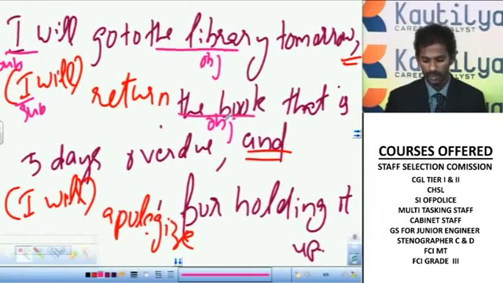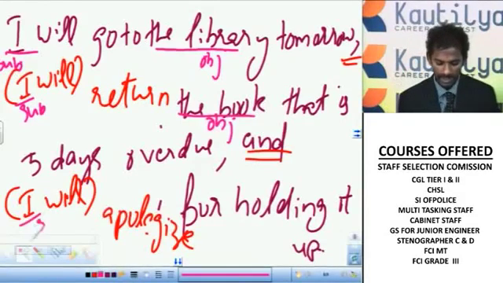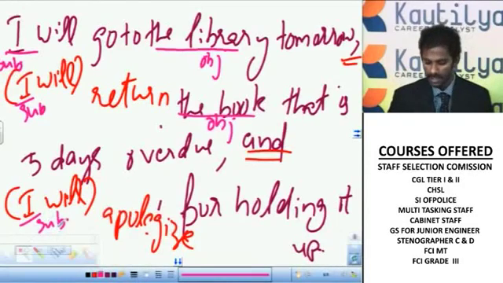Come to third idea now. And apologize for holding it up, right? What is the subject here? Subject here is again I, which is understood, right? I is the subject that is understood. I will apologize. I will is not required. Apologize for holding it up.